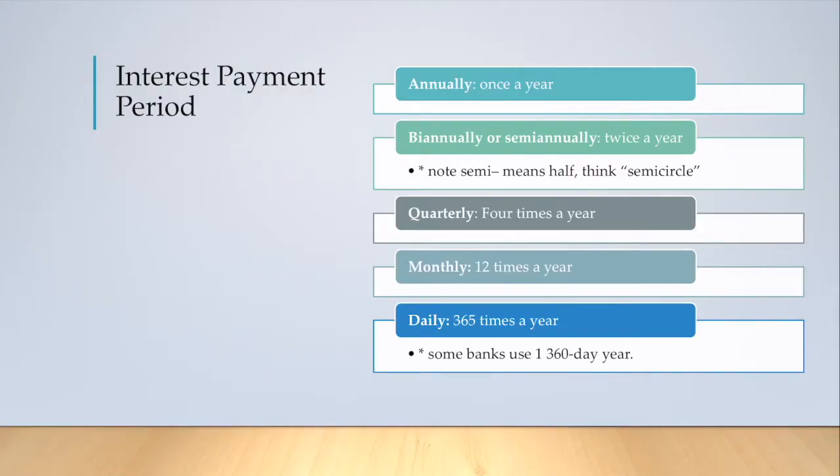Interest can be paid annually, like in I equals PRT, or it can be compounded biannually, which is twice a year. Interest can also be compounded, or paid out, quarterly, such as 4 times a year, or monthly, even daily. Sidebar, you should know that some banks use a 360-day year, which makes very little sense, but it's what they do. It's more evenly divisible by 12.